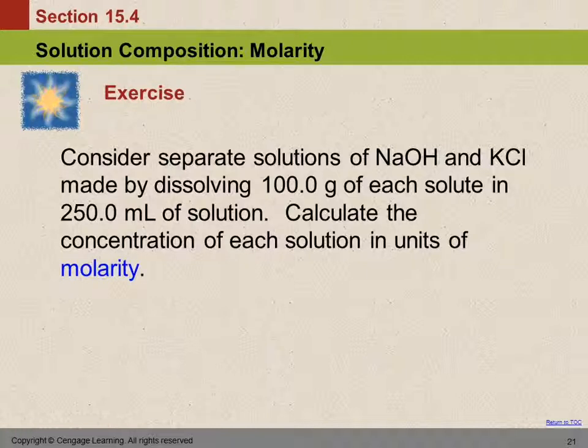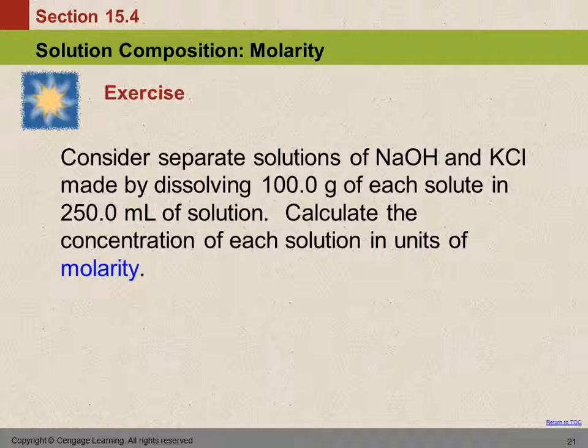So here's another one. Consider separate solutions of sodium hydroxide and potassium chloride made by dissolving 100 grams of each solute in 250.0 milliliters of solution. Calculate the concentration of each solution in units of molarity. So this one is more complicated than the last one, isn't it?